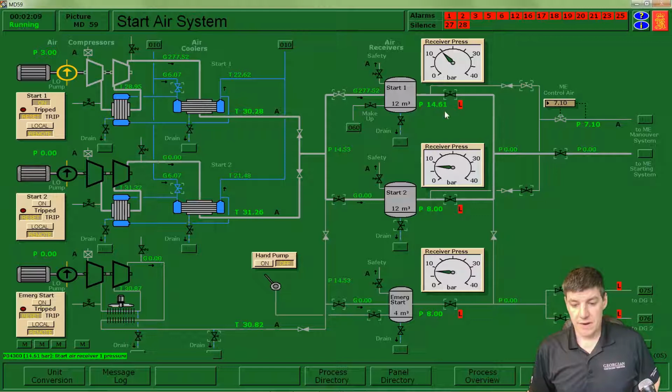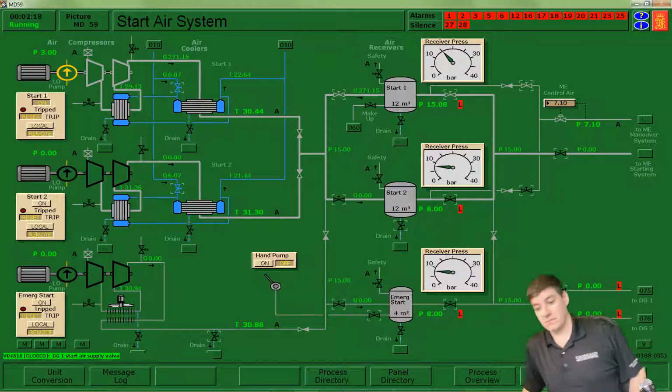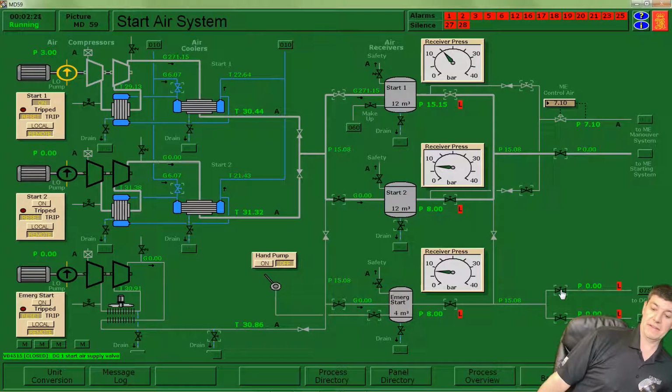I'm going to use the air that's created in this air receiver to make its way to my diesel generator number 1. Try and dive out of the way here. There we go.